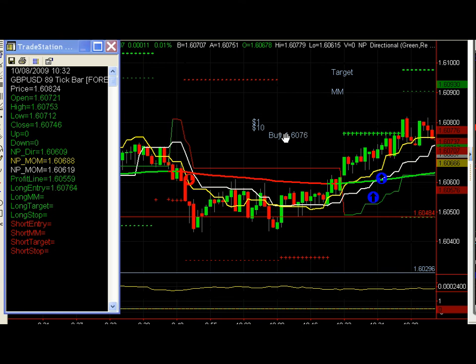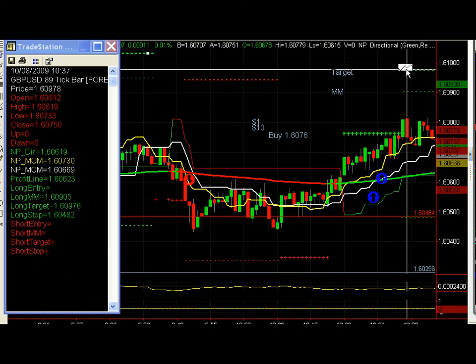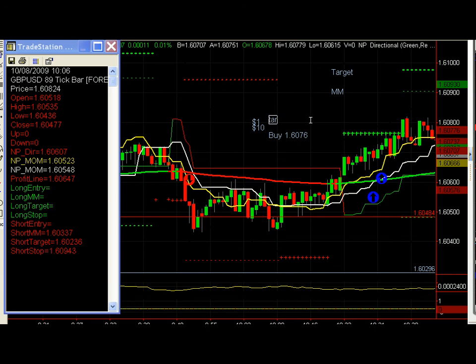So we've bought at 160.76. Our target up there is, let's just have a quick look at our target. Our target, if we put it there, is 160.97. So let's just mark our target on there. So we're looking for 21 pips, which is the distance between here and here.